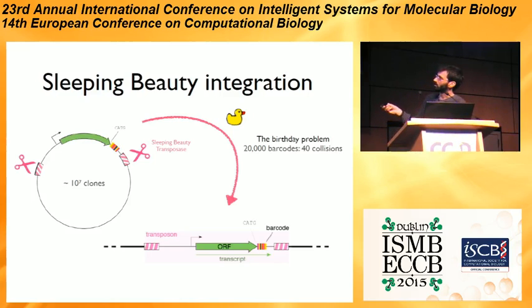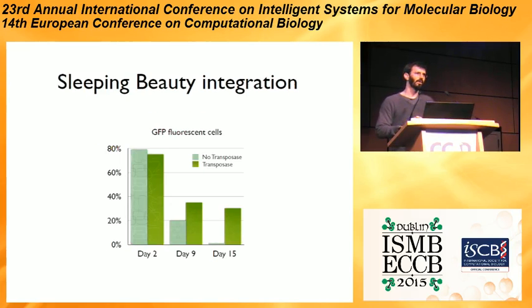When it's integrated, it looks like this. So that's the transposon here. It produces transcripts like this, and you can see that all these parts here of the plasmid have been kicked out during the transposition. Typical experiments look like this. So we do an electroporation in these cells. At day 2, 80% of the cells are GFP positive. We take with transposase or without transposase, which are control.